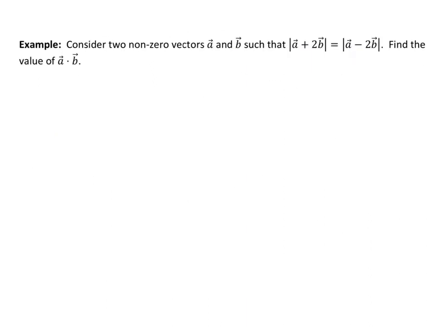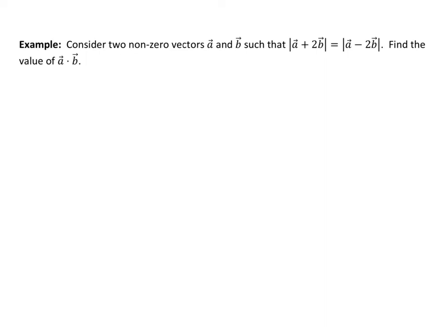Okay, so this video really just has 2 more examples that we're going to go through of using some of these properties and working with our knowledge of the dot product. Okay, so this next one says, consider 2 non-zero vectors A and B. So non-zero vectors means they're not equal to 0, such that the magnitude of A plus 2B is equal to the magnitude of A minus 2B. And they want you to find the value of A dot B.